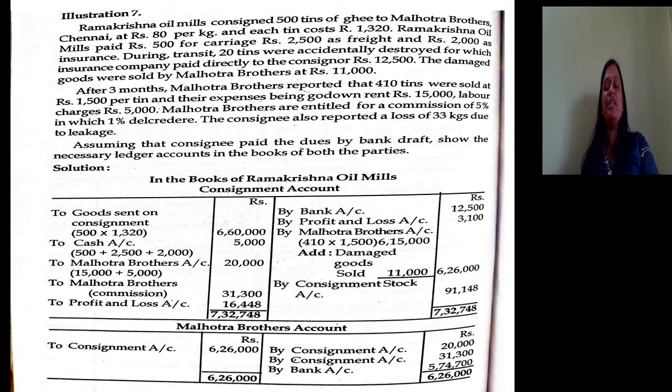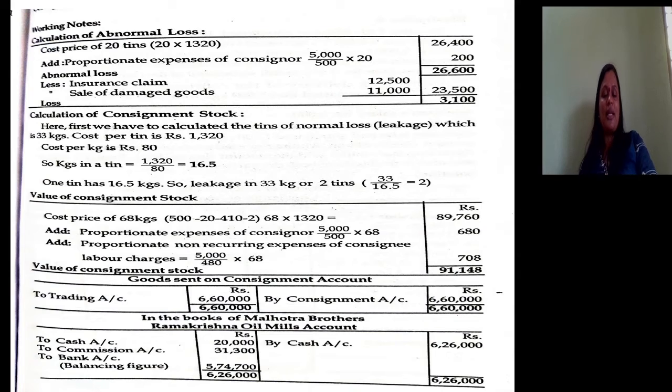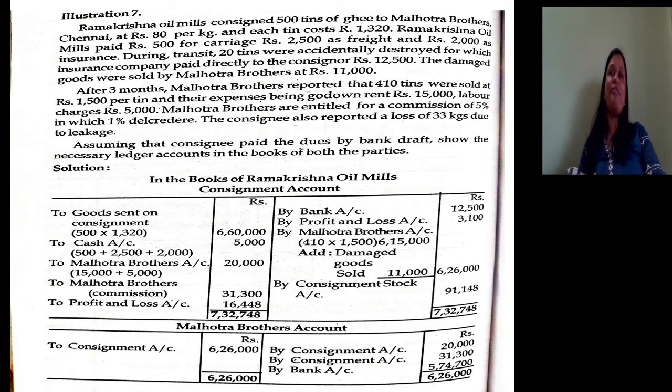So what they asked: we need to assume that consignee paid the dues by bank draft. Necessary ledger accounts need to be prepared in the books of both the parties. As there is abnormal loss, 4 accounts need to be prepared in the books of consignor: consignment account, goods sent on consignment account, consignee account, and abnormal loss account. The next one is in the books of consignee, we need to prepare only one account, that is consignor account. We will see that later. We will concentrate on preparation of accounts in the books of consignor.